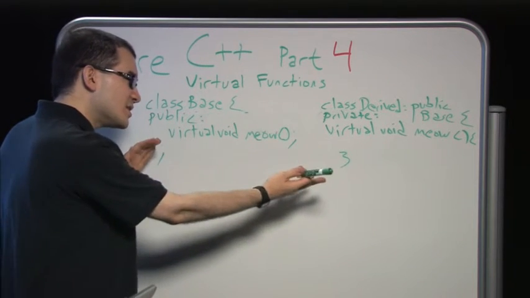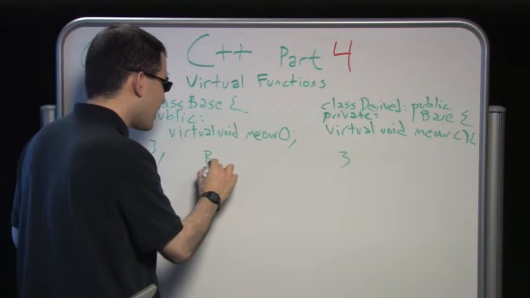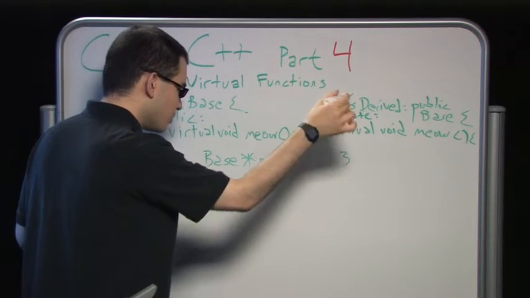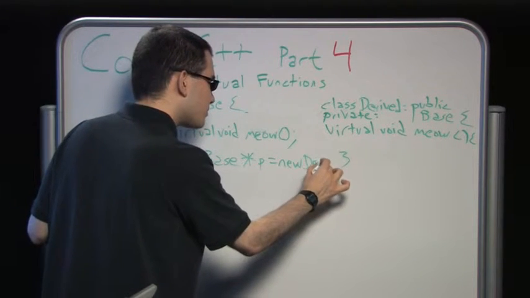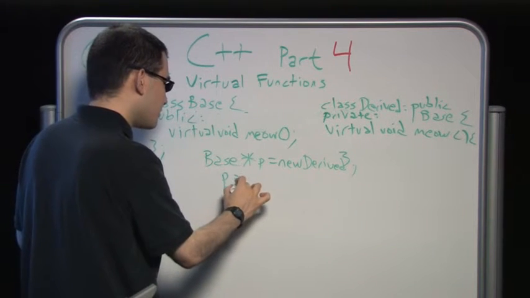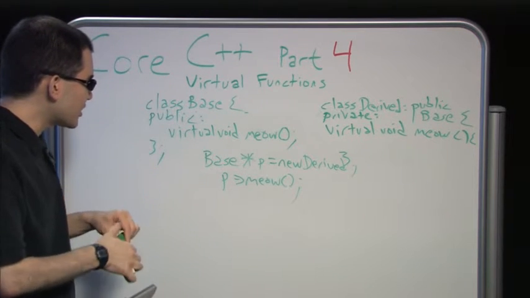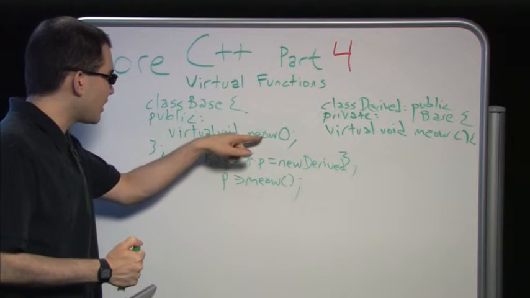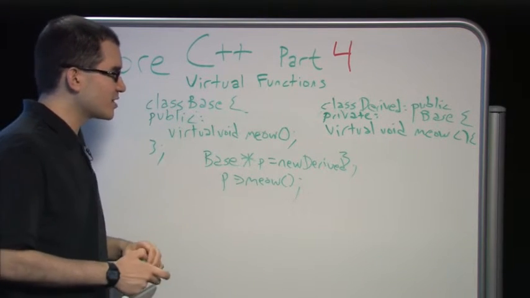So what this means in this sort of setup is if I've got a base star, and say I'm just outside the class, I have no special rights whatsoever, base star p equals some derived, I can just say that. I'm allowed to say p arrow meow. The compiler will do this check and it says, okay, the type of deref p is base, and you're attempting to call meow, and I see that meow is public, so okay, you have access to this.